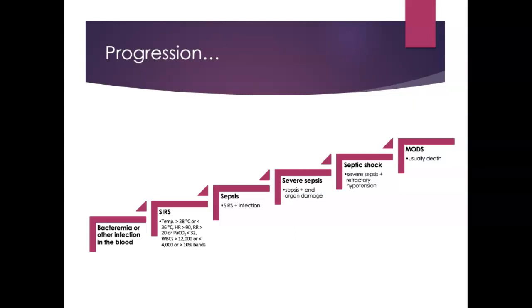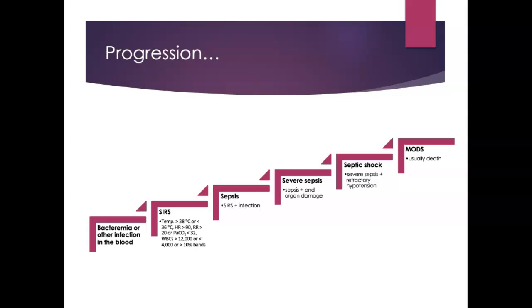So if we look at the progression of sepsis, you start off with a bacteremia or other infection in the blood, and this leads to your SIRS. With SIRS, an individual can have an elevated temperature above 38, or maybe they're not able to regulate their temperature and it's actually below 36. The heart rate is usually tachycardic, or above 90. Respiratory rate is increased. The PaCO2 is dropped because of that higher respiratory rate, and the white count tends to be high because there's an infection brewing somewhere.